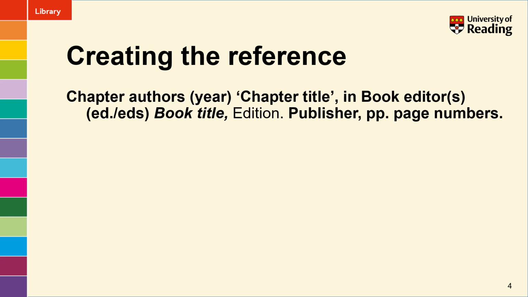In the reference list, this style requires the author or authors of the chapter to be named first, followed by the year in brackets. Next comes the title of the chapter, which is within single quotation marks. This is followed by the word in and the book editor's name, with ed. following for one editor or eds for more than one editor. The next part is the book title, which is in italics, then the edition, if it's the second edition or higher, followed by the publisher's name, and finally the page numbers.